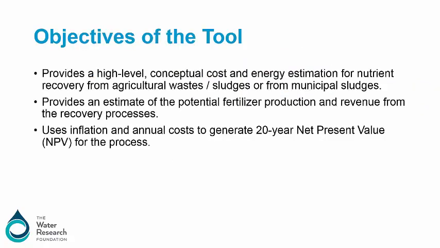The Terry tool provides a high-level conceptual cost and energy estimation for nutrient recovery from agricultural waste sludges or from municipal sludges. In addition to cost estimates, the tool provides an estimate of the potential fertilizer production and revenue from the recovery processes. Finally, the tool uses inflation and annual costs to generate 20-year net present value for the process.